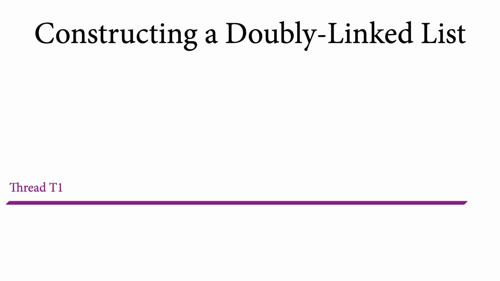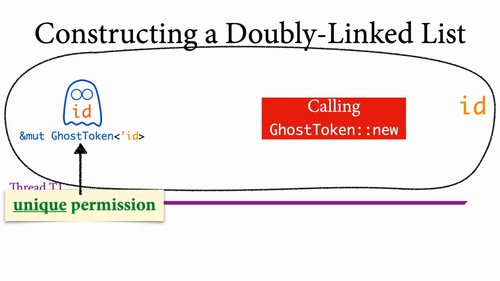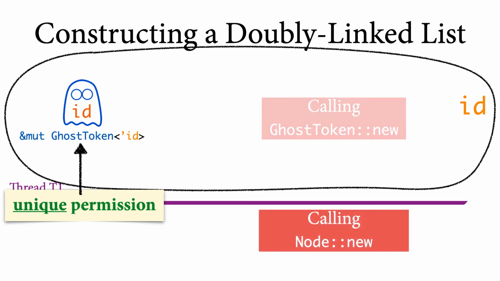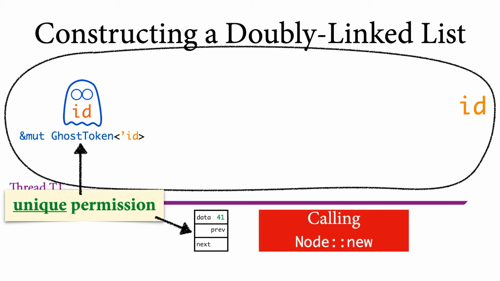Okay, so now that we've defined our node type using Ghost Cell, let's see first how we can use it to construct a doubly linked list within a single thread T1. The first step is to create a new ghost token with a fresh brand ID. This gives us unique, mutable ownership of the ghost token that we're going to use to control access to the linked list. So now let's start adding nodes to the list. We can first create a new node storing the data, say 41.